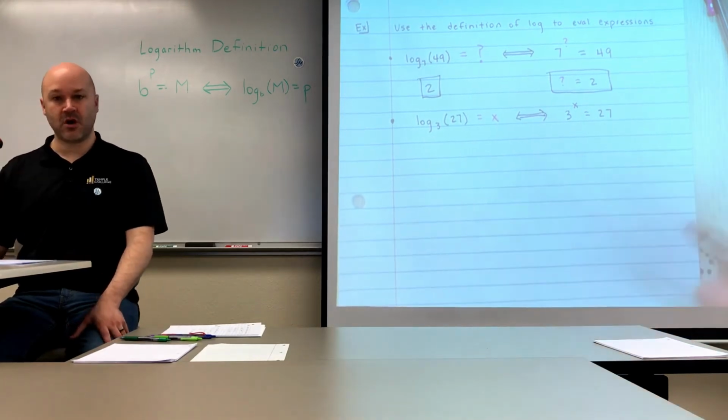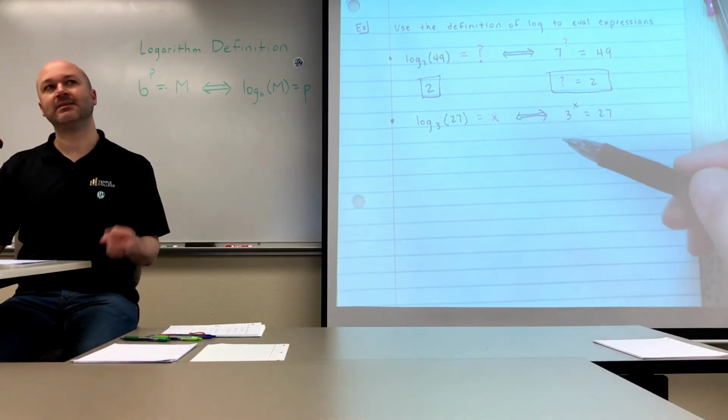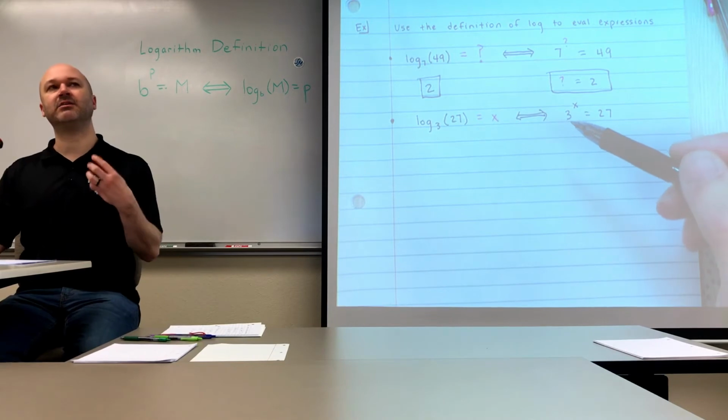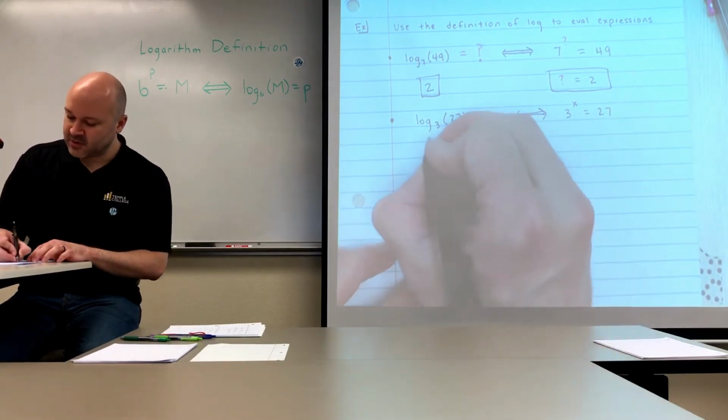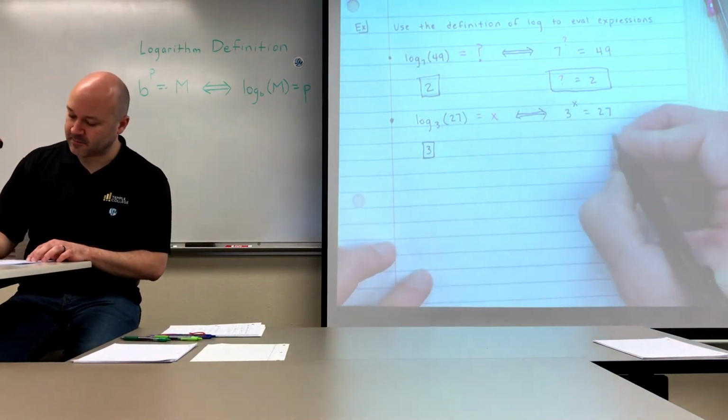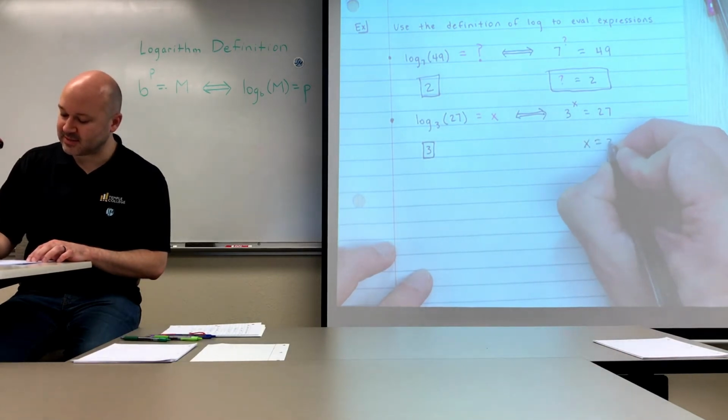And this I just know. 3 to the second power is 9. 3 to the third power is 27. So this is simply 3. Or you could say x equals 3.